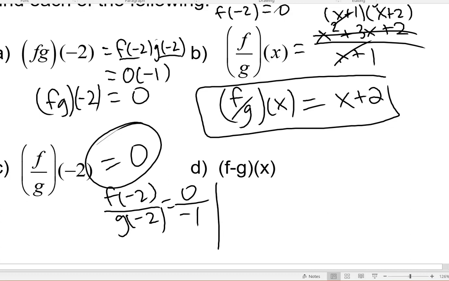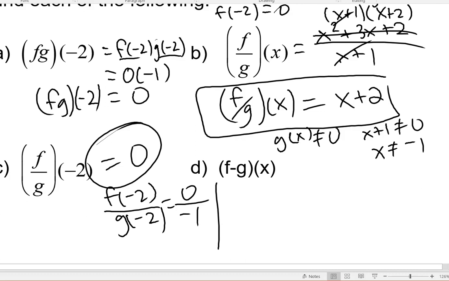When wouldn't it be? What is the restriction on the domain? Remember, the g of x cannot equal 0. So x plus 1 cannot equal 0. X cannot be negative 1. So if I asked you to do f over g of negative 1, you would get 0, but when I checked it, it wouldn't be right. So be careful with that.